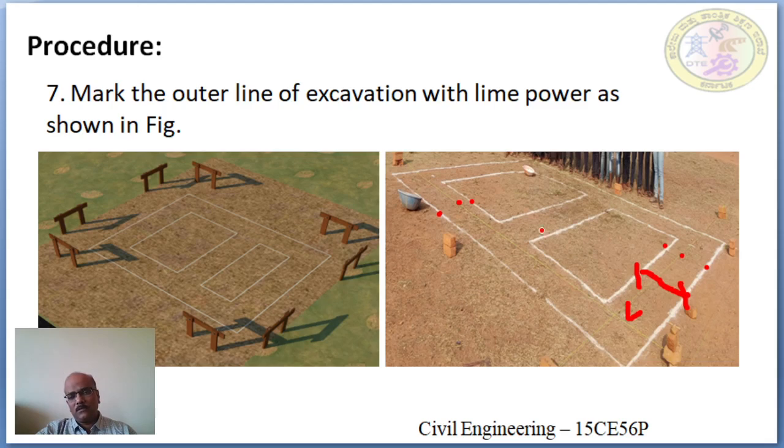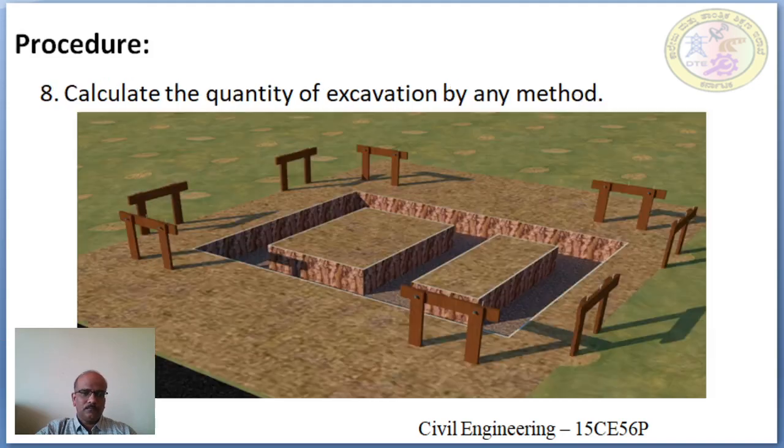Then the lime powder or white stone dust is also laid along the outer line of the excavation. The profile boards, or the permanent marking pillars, are constructed at a distance of 1 to 2 meter away from the edge of excavation, and these profile boards or marking pillars have to be protected for the further construction.